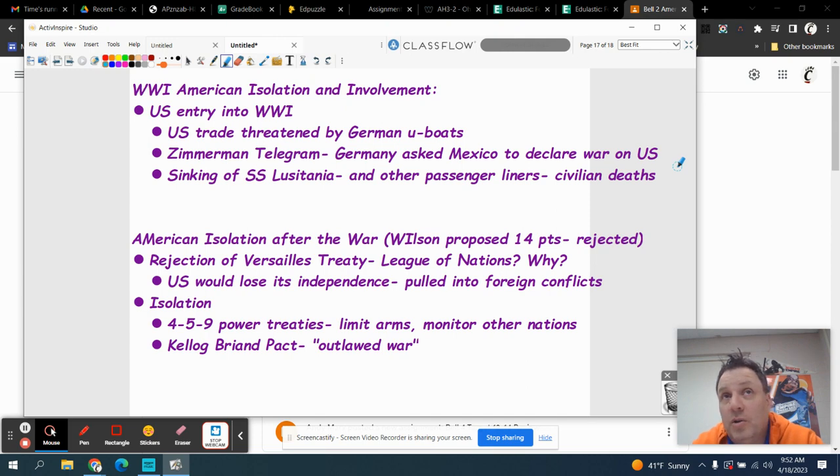So that destroyed Wilson. He was basically distraught over that. He was so stressed out. Many people believe that that's why he had his health issue that basically made him bedridden for the remainder of his presidential term. So what happened after the effects of that? America basically remained isolated. We signed the four, five, and nine power treaties to limit arms and monitor other nations, which allowed Japan to grow in power. And we were one of the nations to also sign the Kellogg-Briand Pact.